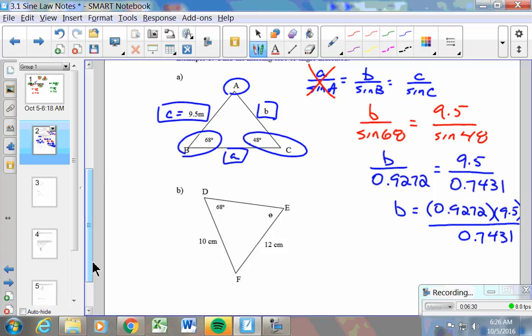The sine of 68, 0.9272, times that by 9.5, and divide it by the sine ratio of 48, which is 0.7431.